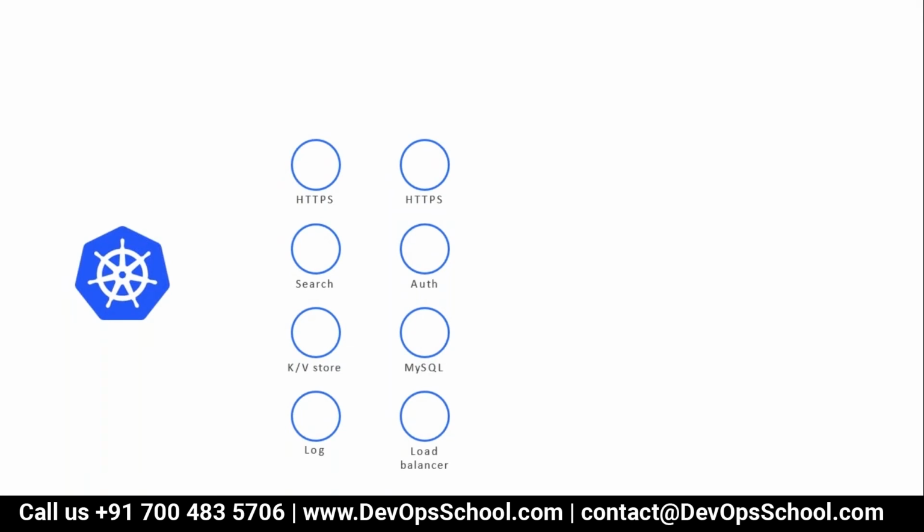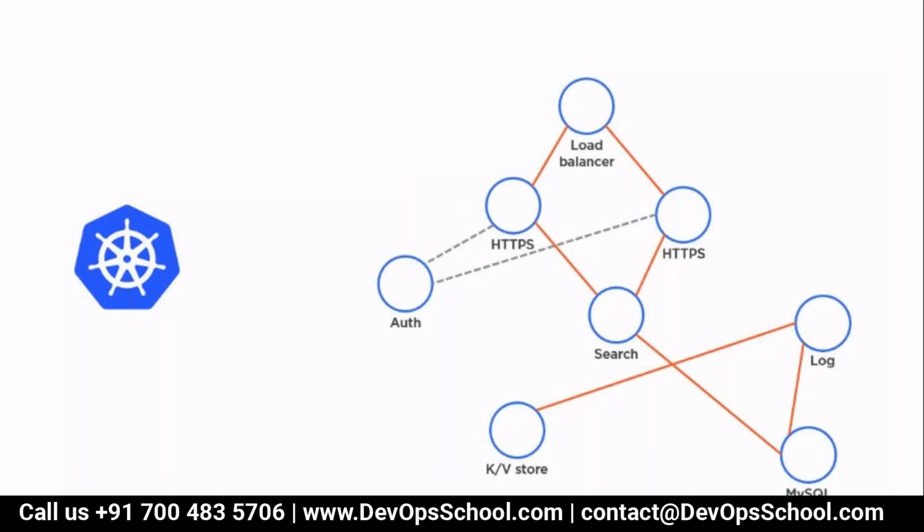It could be HTTP, search, auth, MySQL, KV store, log, load balancer, any kind of microservices you have in your applications. Kubernetes will manage those things. That's the reason we call Kubernetes an orchestrator for microservices. Now look at this here. Load balancer to the HTTPS to auth, search, this, that, and all. They're passing request and response, but all the microservices management is done by Kubernetes. That's the reason we call Kubernetes an orchestrator for microservices.